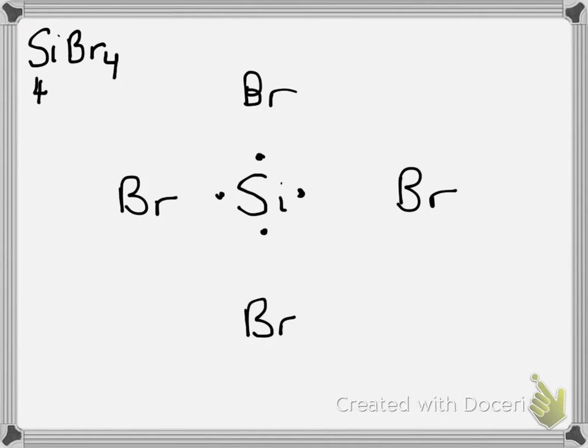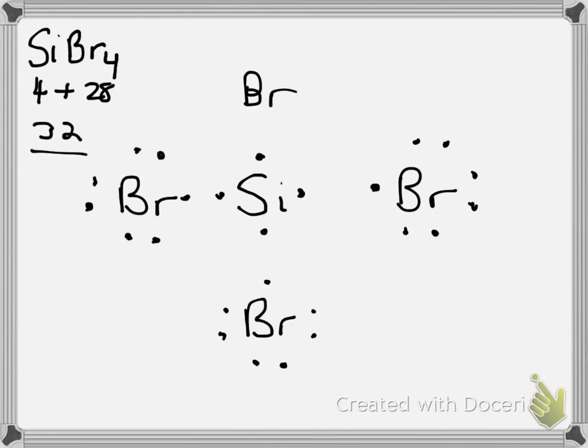Okay, each Br gets 7, so that's a total of 28. My grand total is going to be 32 then. So give each of my Brs 7 here. And if my dots look stupid, I apologize. The stylus is not fun to write with. Okay, so I'm going to connect 2 dots, 1 from each here, to the center atom.